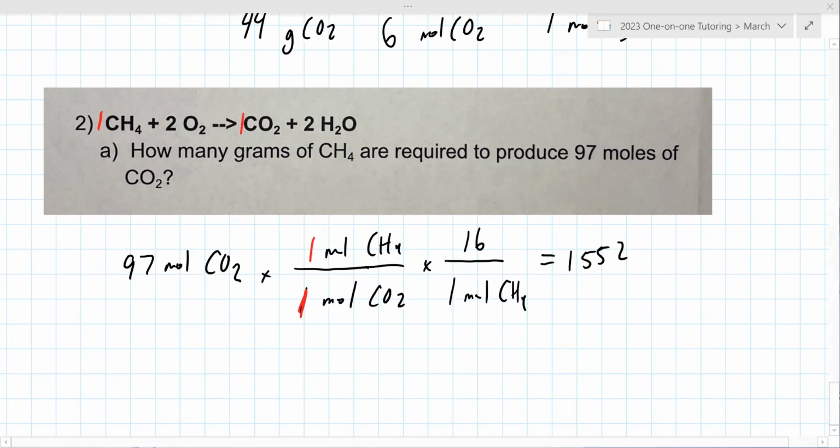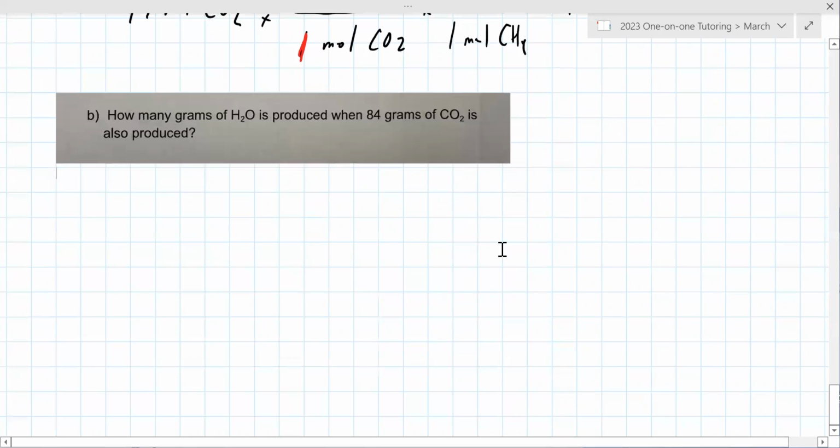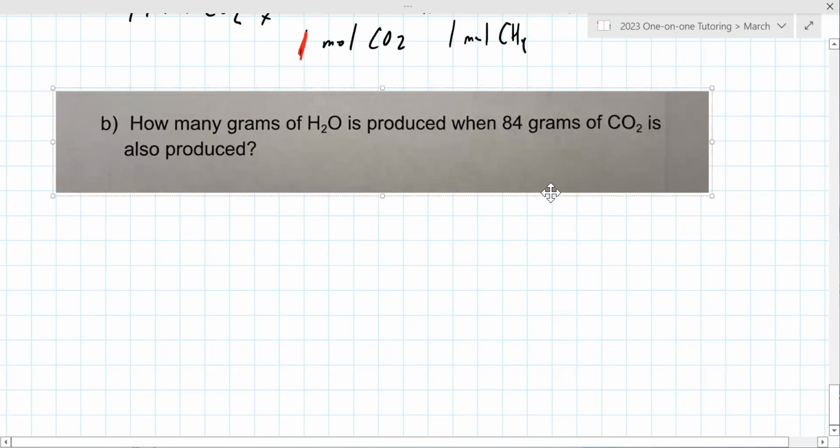So we're kind of working backwards on 2B, right? I mean, a little bit. You try to overthink it. You just start with the given quantity, right? 84 grams CO2. And since it's in grams, you know you're going to convert it to moles. But yes, to answer your question, yes, you are.